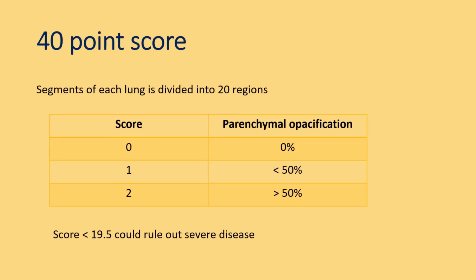There are several other scoring systems that are commonly used. A 40-point score is another score where the 18 segments of each lung are divided into 20 regions, and each region is scored from 0 to 2 based on the degree of parenchymal opacification. A score of less than 19.5 could rule out severe disease. This has a good negative predictive value of about 96%.